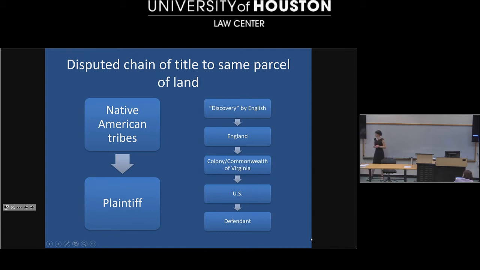Because the discovery doctrine is the very beginning of the chain that led to the U.S. and then the defendant owning the land. It supposes that the mere discovery, that because I found this here, it is now mine, and I have rights to it, and it makes the Native Americans' rights be smaller in comparison to the Europeans.